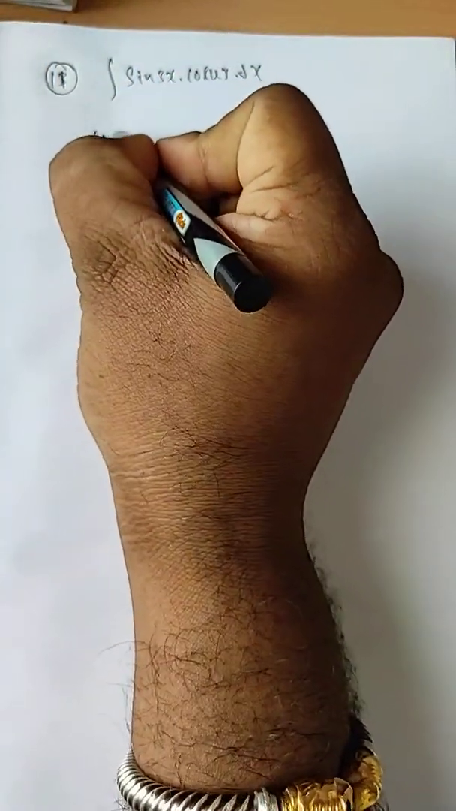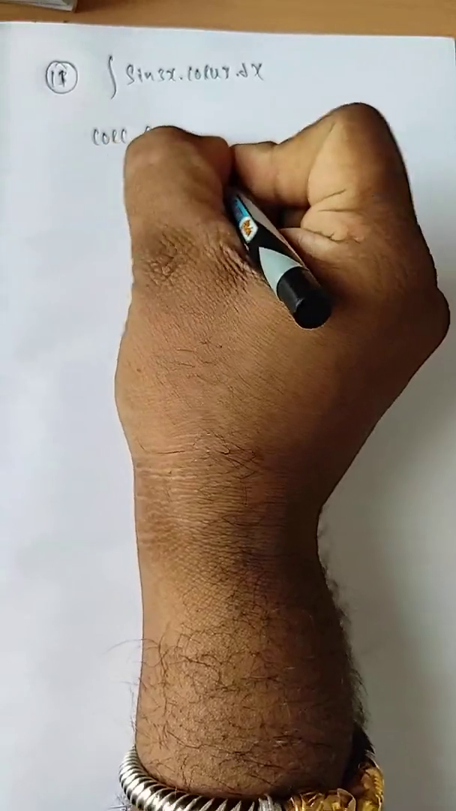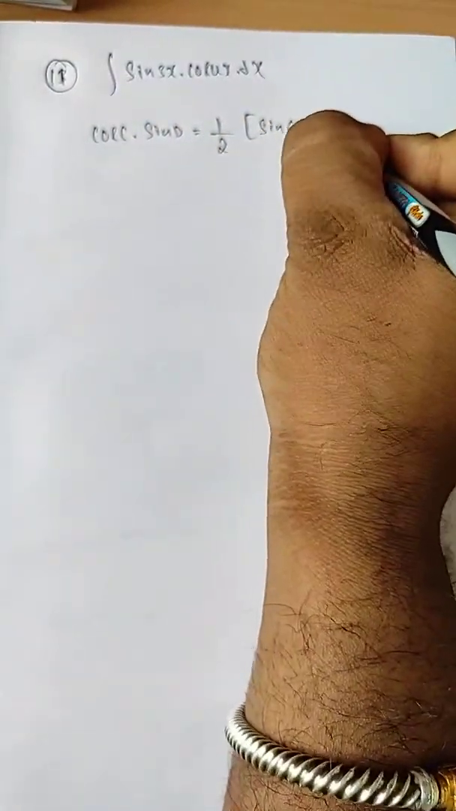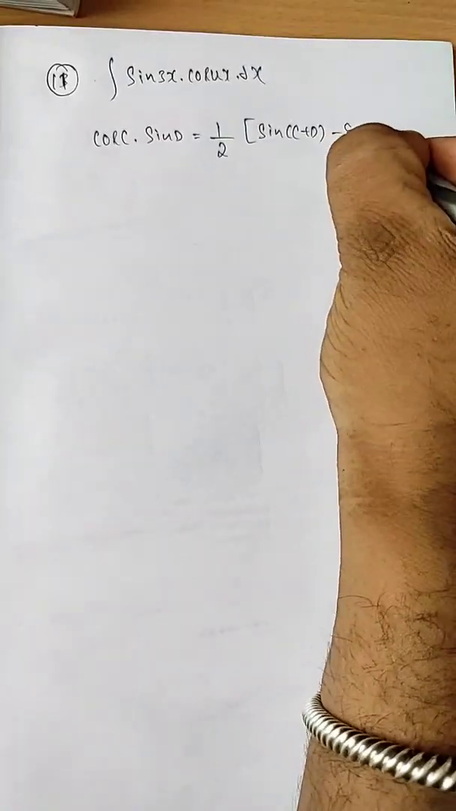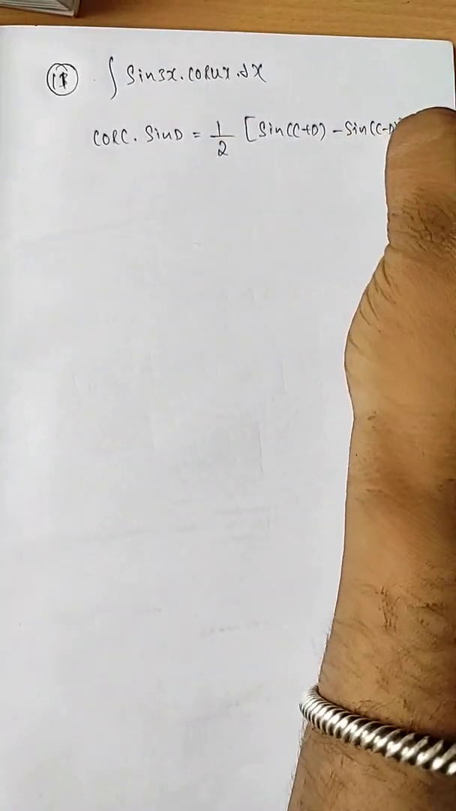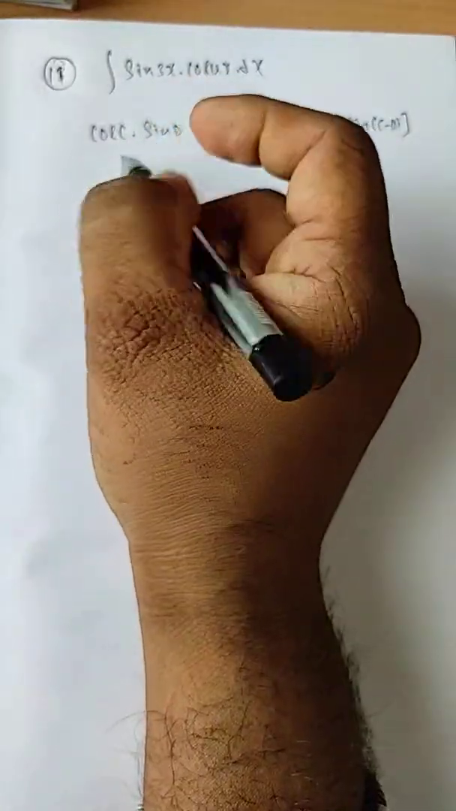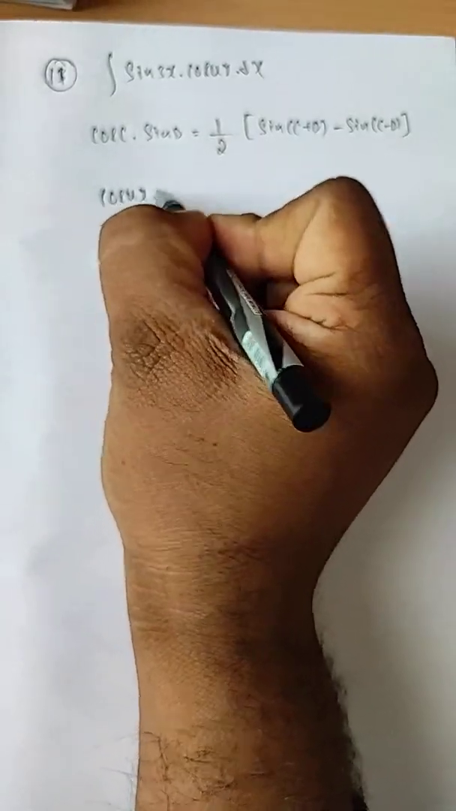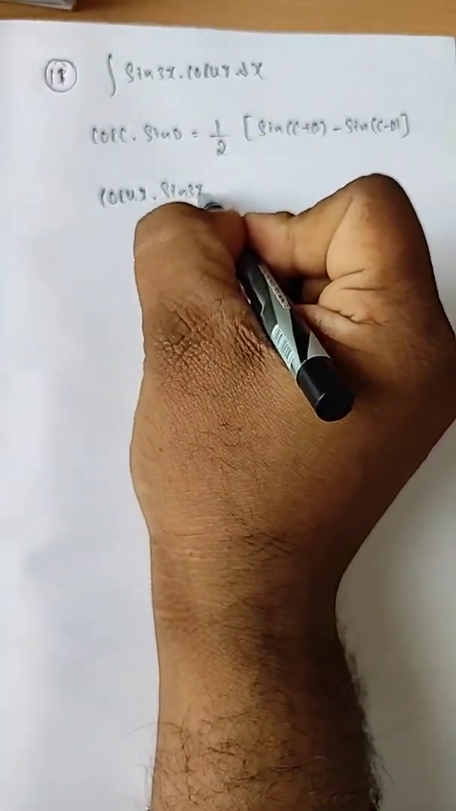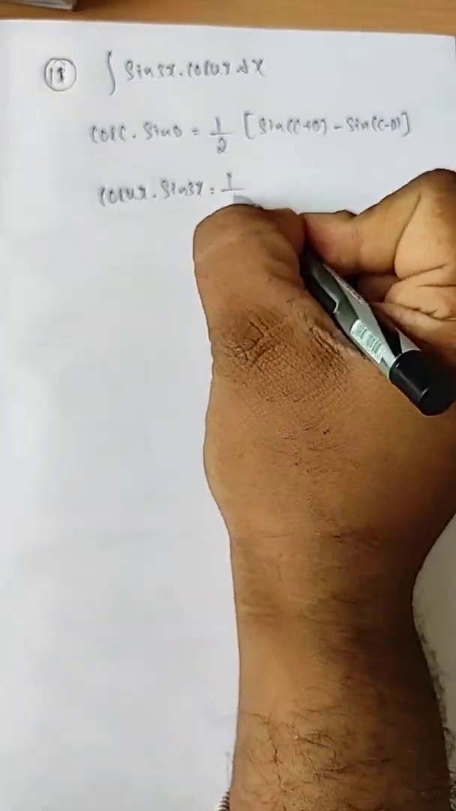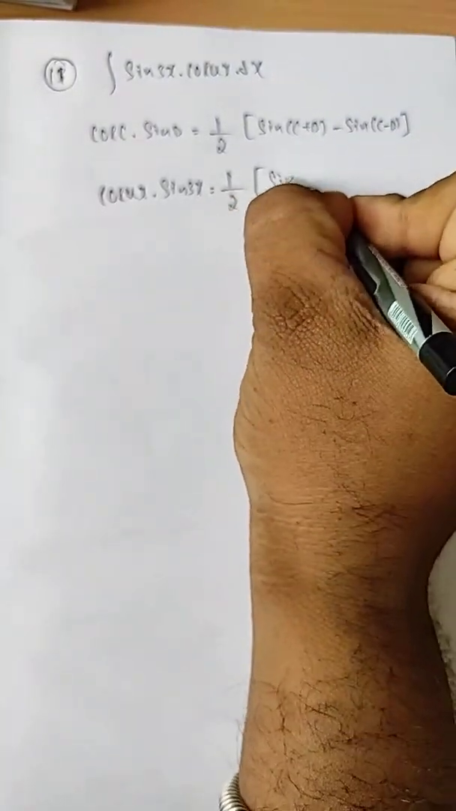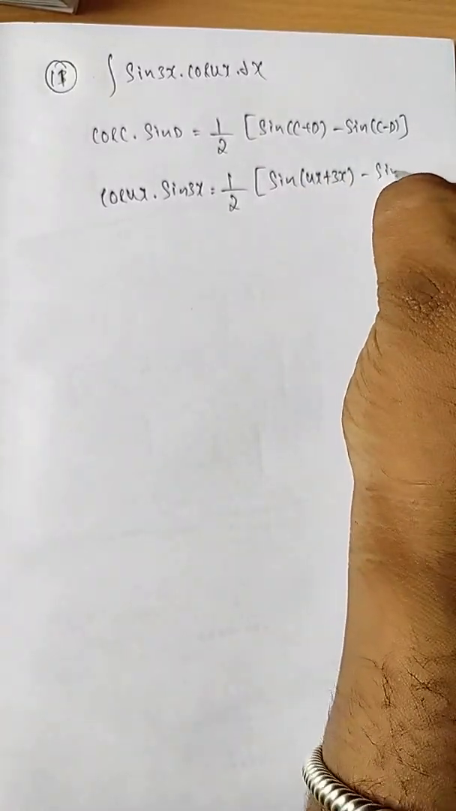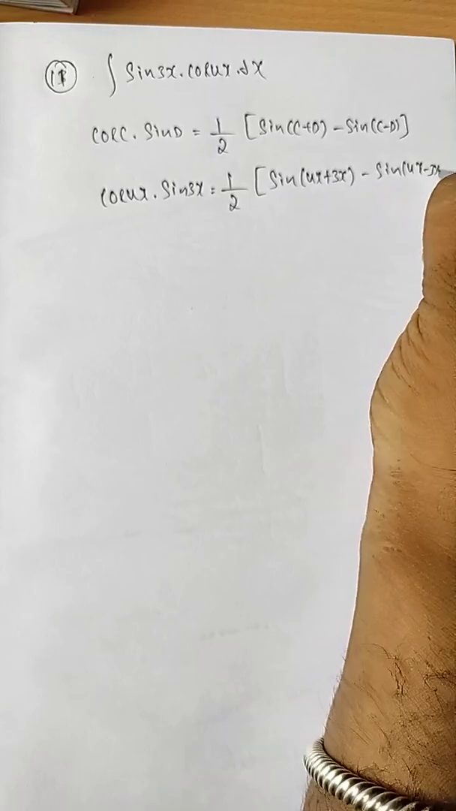So here cos c into sin d. Cos c into sin d is equal to 1 by 2 [sin(c plus d) minus sin(c minus d)]. So this is the transformation formula. When comparing, c is 4x, so cos 4x into sin 3x. We are replacing c and d as 4x and 3x. So 1 by 2 [sin(4x plus 3x) minus sin(4x minus 3x)].